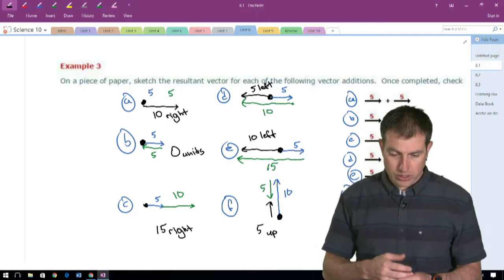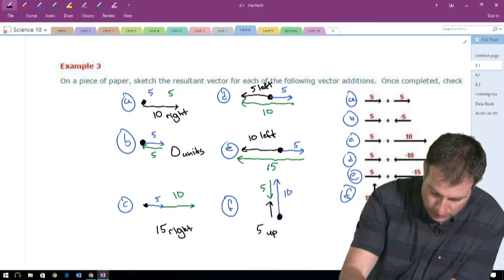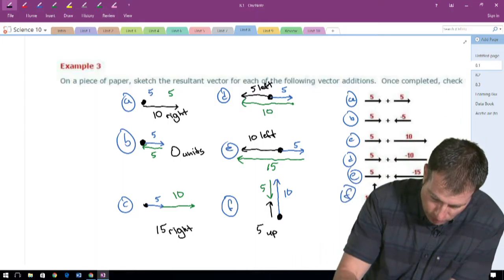Did anybody have any questions on, oh, it looks like I lost one of my black arrows here, on C, D, E, or F?